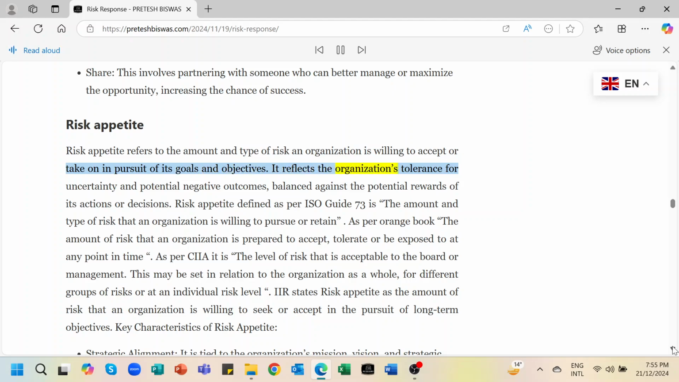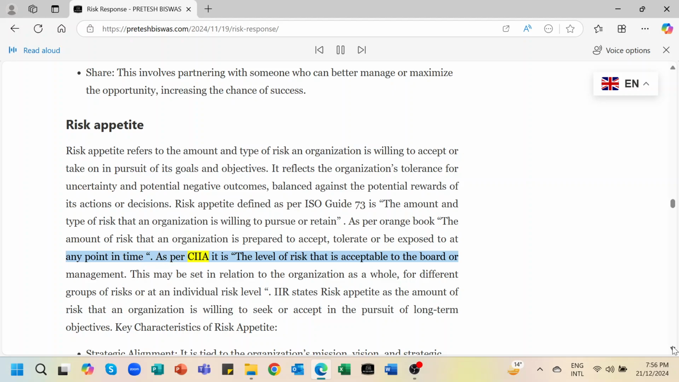It reflects the organization's tolerance for uncertainty and potential negative outcomes, balanced against the potential rewards of its actions or decisions. Risk appetite defined as per ISO Guide 73 is the amount and type of risk that an organization is willing to pursue or retain. As per Orange Book, the amount of risk that an organization is prepared to accept, tolerate, or be exposed to at any point in time.